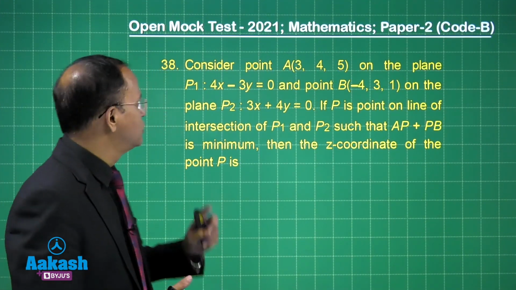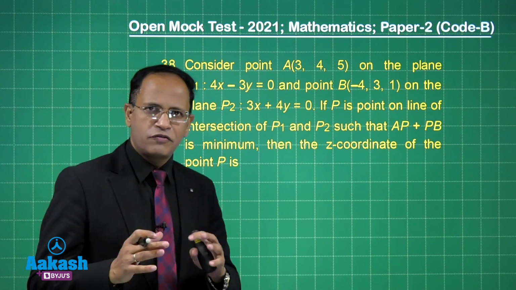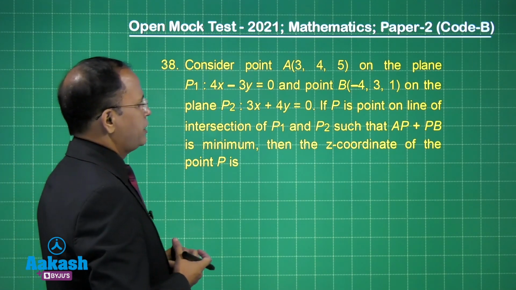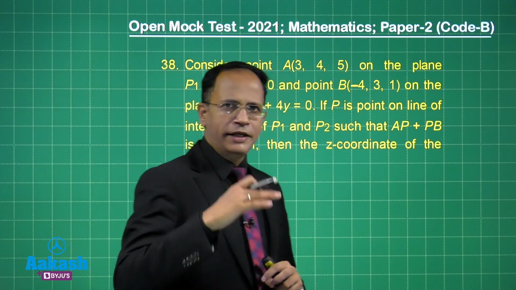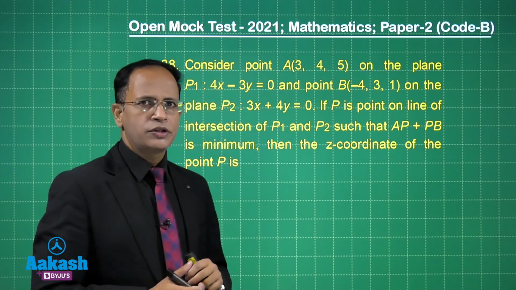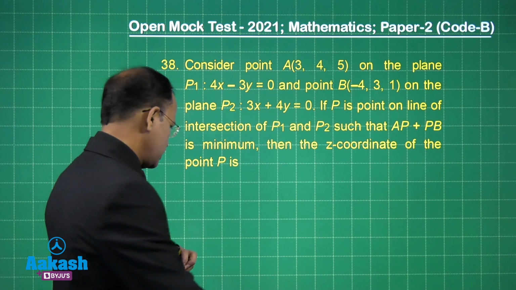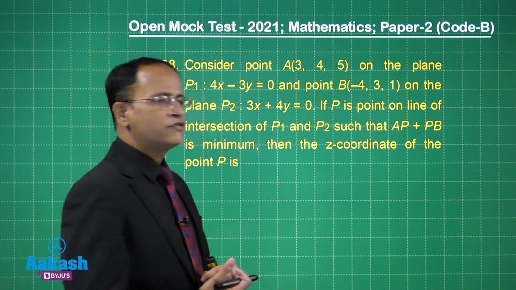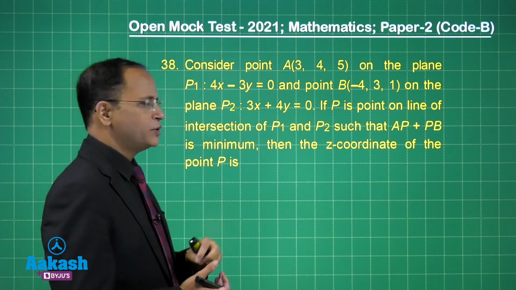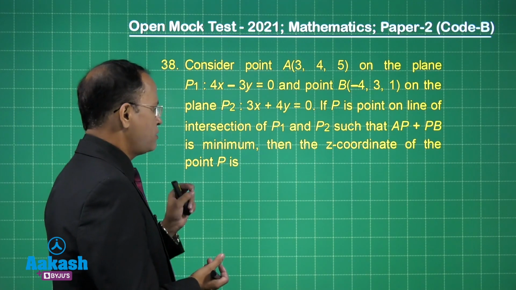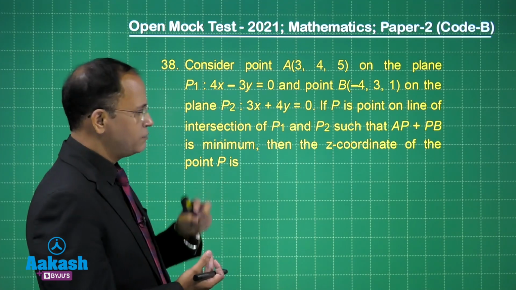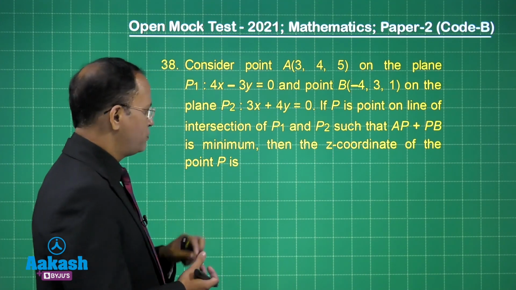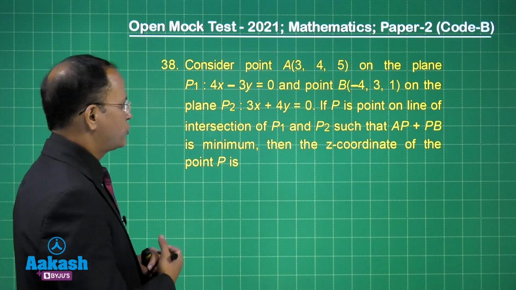So let's talk about question number 38. First of all, let's read the question. Consider the point A 3 comma 4 comma 5 on the plane 4x minus 3y is equal to 0, and it has been represented by P1. We have a point B minus 4 comma 3 comma 1 on the plane P2, that is 3x plus 4y is equal to 0. If P is the point on the line of intersection of P1 and P2 such that AP plus PB is minimum, then the z coordinate of the point P is what? So this is what we need to find out.